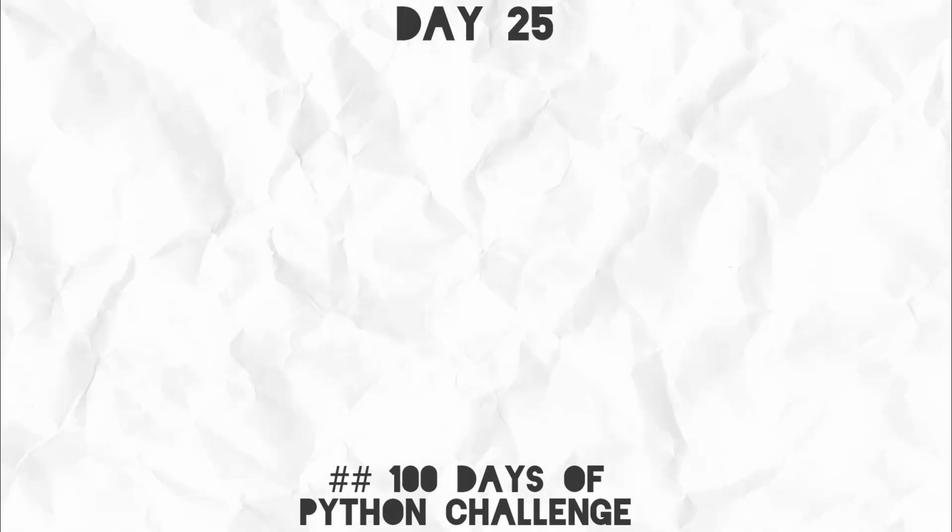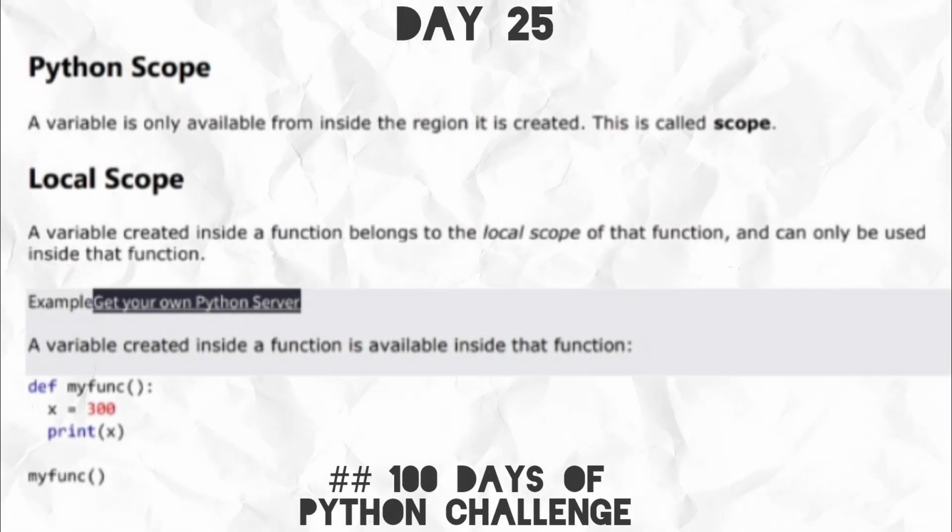Today's topic is Python scope. First one, local scope. Imagine you have a variable inside a function. That variable is considered local, meaning it only exists within that function. In this example, x is a local variable and it will only print when we call the function myfunction.